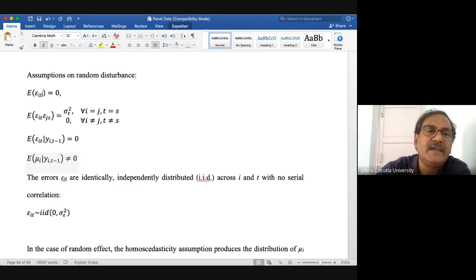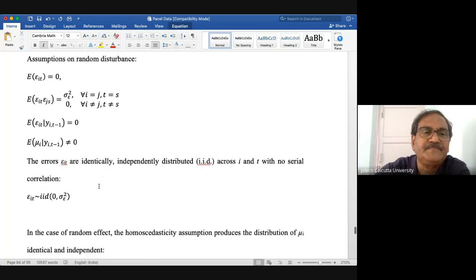Regarding epsilon it, we can say the errors epsilon it are identically independently distributed across the cross-section units I over time t with no serial correlation. So we can write the distribution of epsilon it symbolically in this way: epsilon it is distributed IID with zero mean and constant variance, sigma square epsilon.